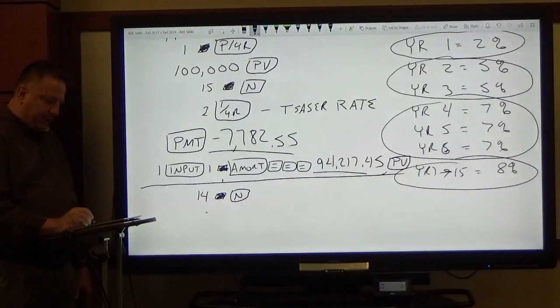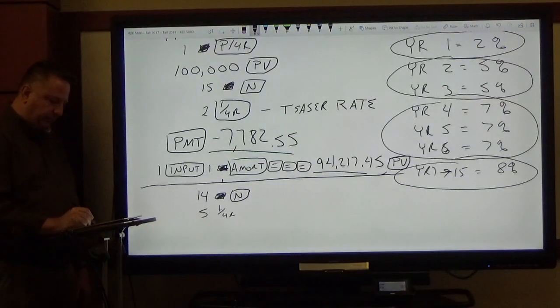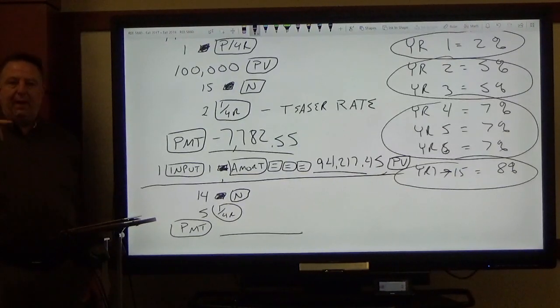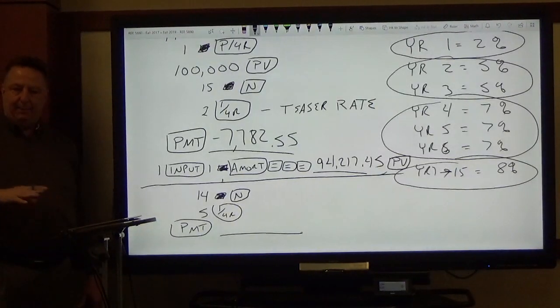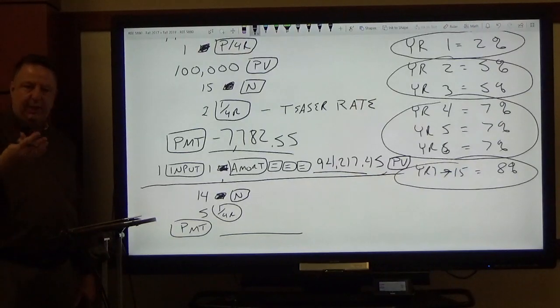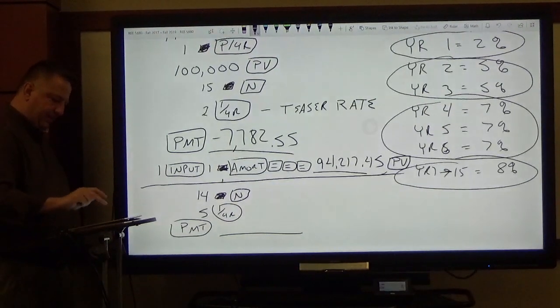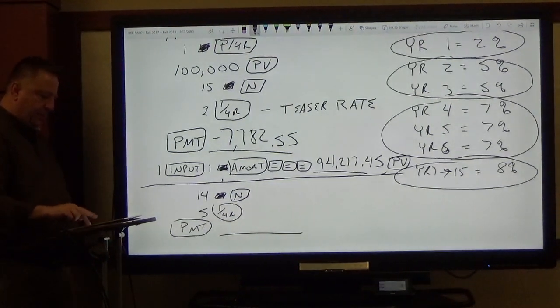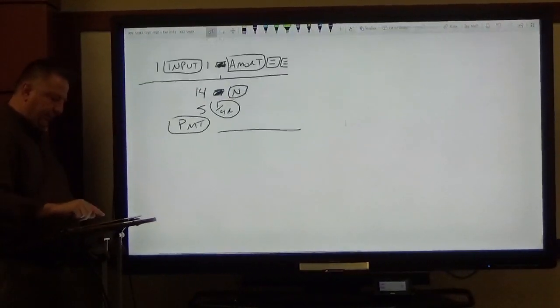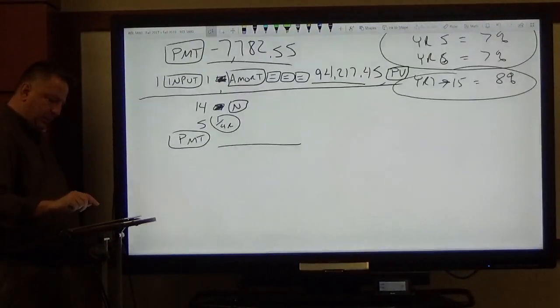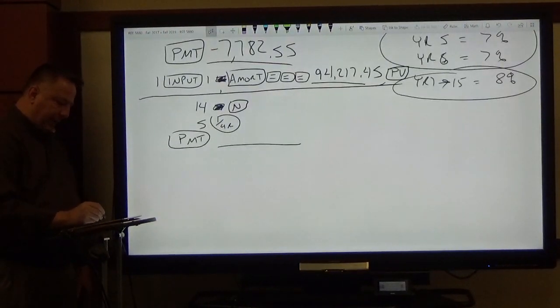Okay. So our new interest rate is going to be 5%. We're going to get the payment for that. Here's what I'm going to do. I'm going to do the complete setup, and then we'll do the actual keystrokes. All right. So we get that.